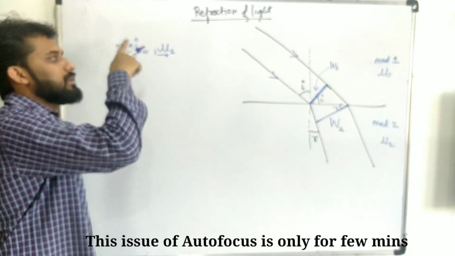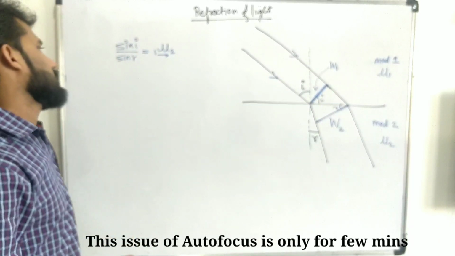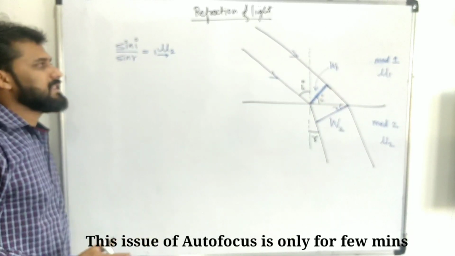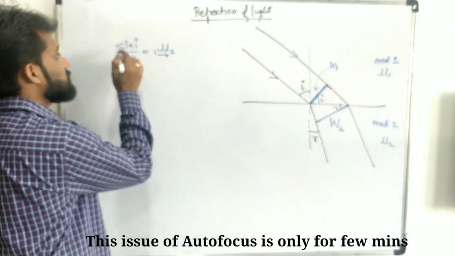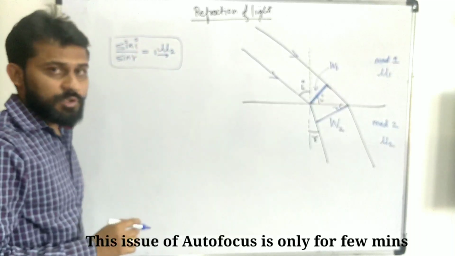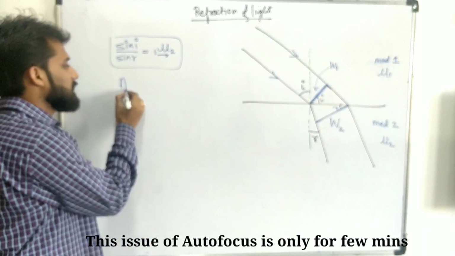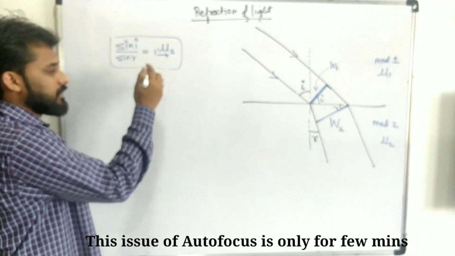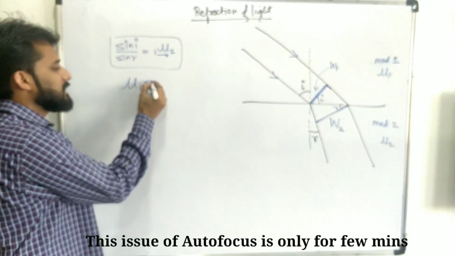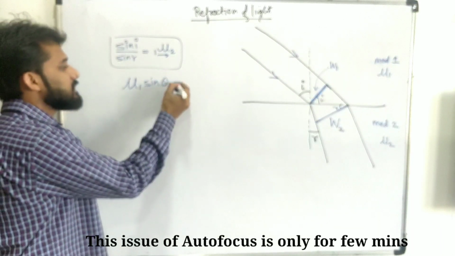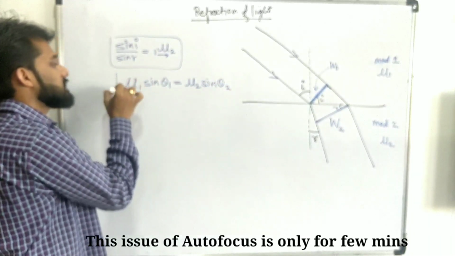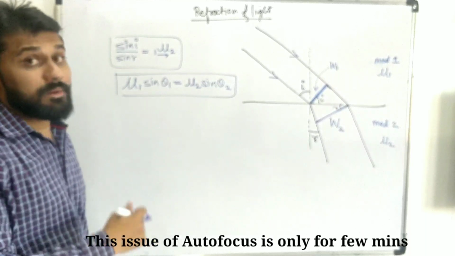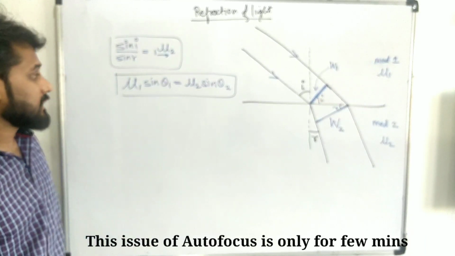But learning this formula, you can learn this formula easily, but it is not useful in case of difficult questions. So instead of learning this form of Snell's law, it is always good to learn it in this way. N1, or we use mu for refractive index, right? Mu1 sin theta 1 is equal to mu2 sin theta 2. This version of Snell's law is easier to remember and easy to apply. Later on you will see this thing.